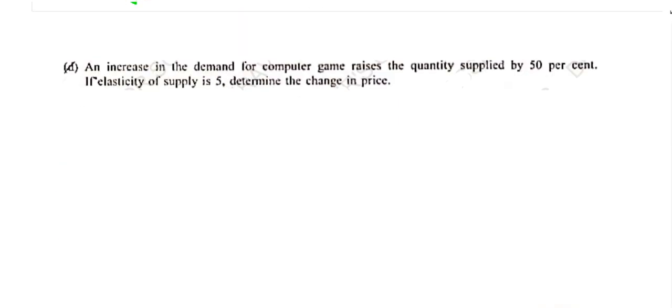So let's start with question number 1D. The question says that an increase in the demand for computer games raises the quantity supplied by 50%. If the elasticity of supply is 5, then determine the change in price. To determine the change in price given the elasticity of supply and the percentage change in quantity supplied, we can use the formula of price elasticity of supply.